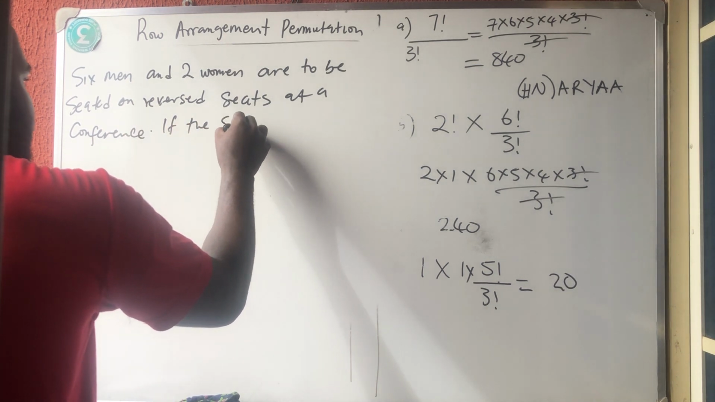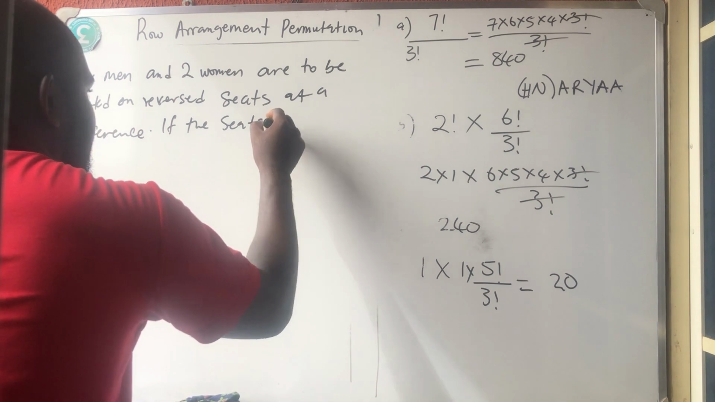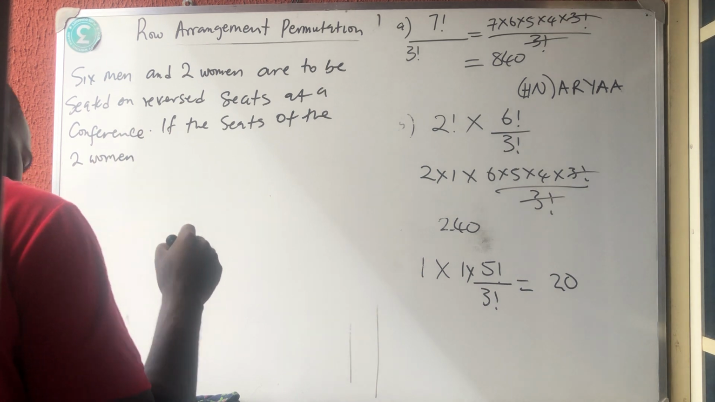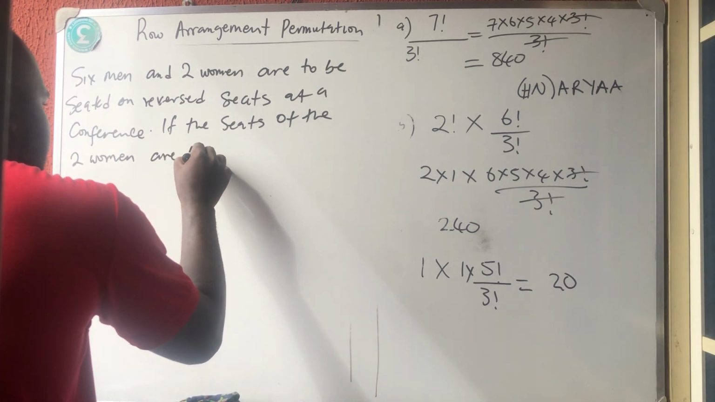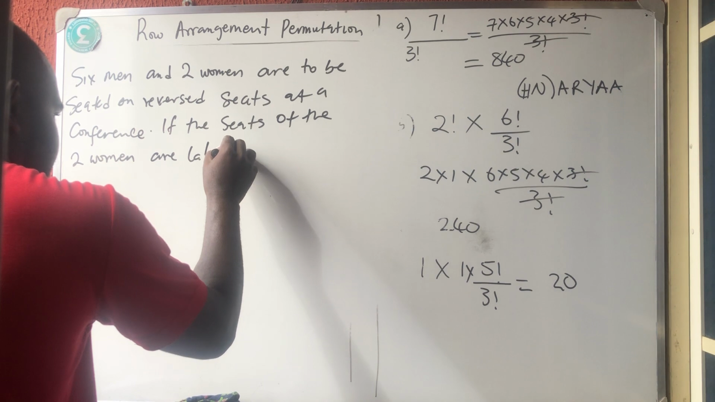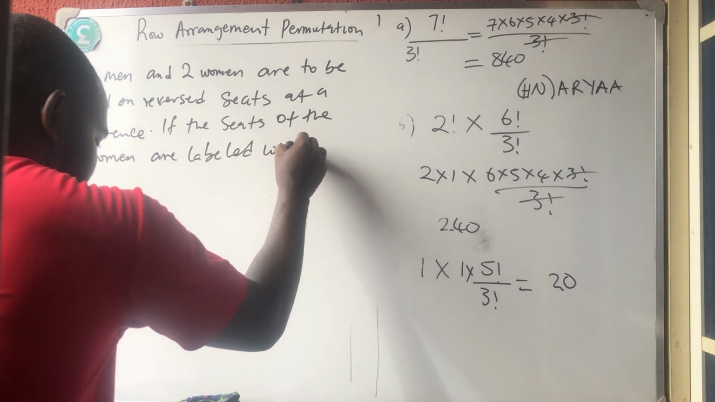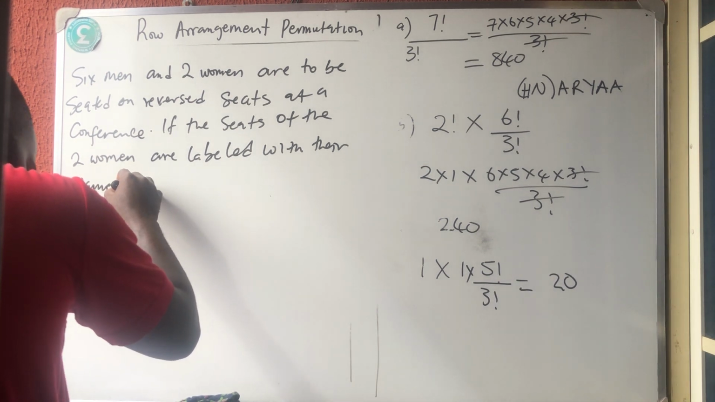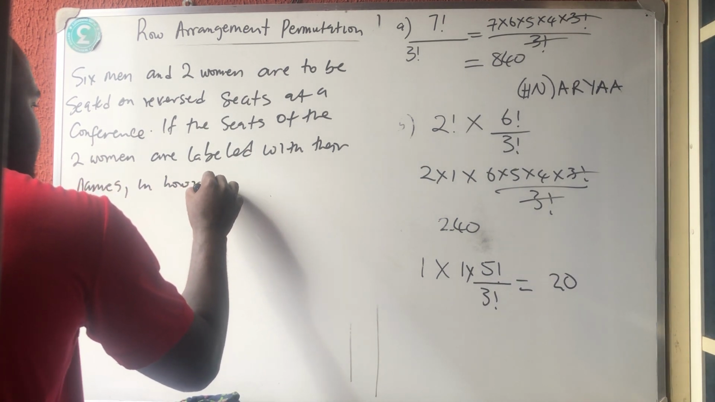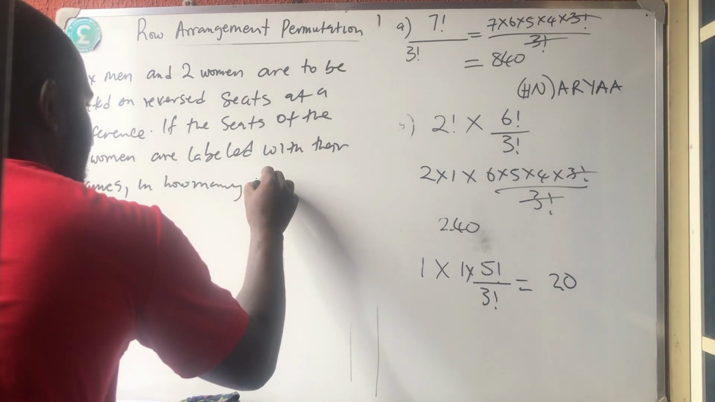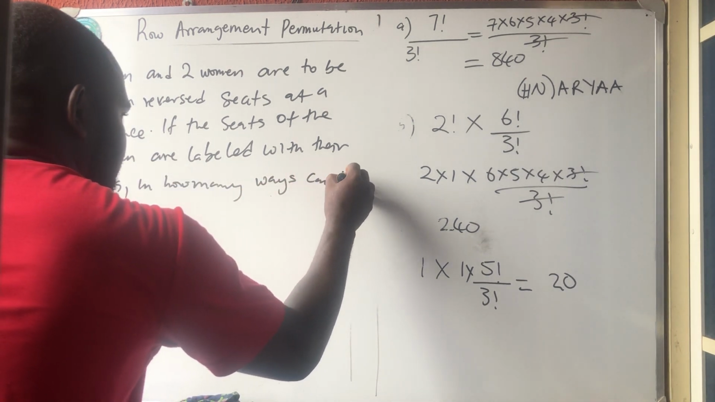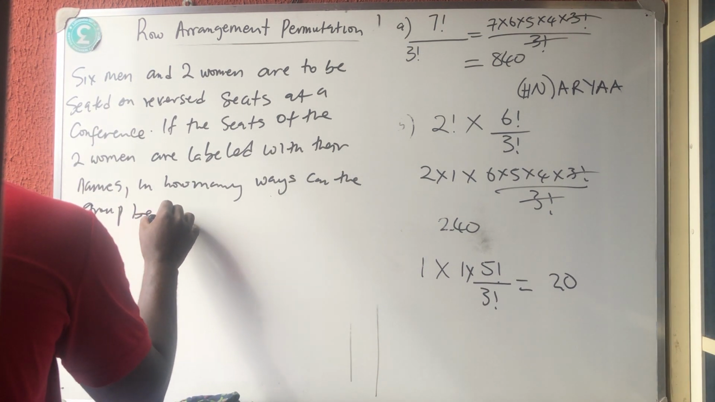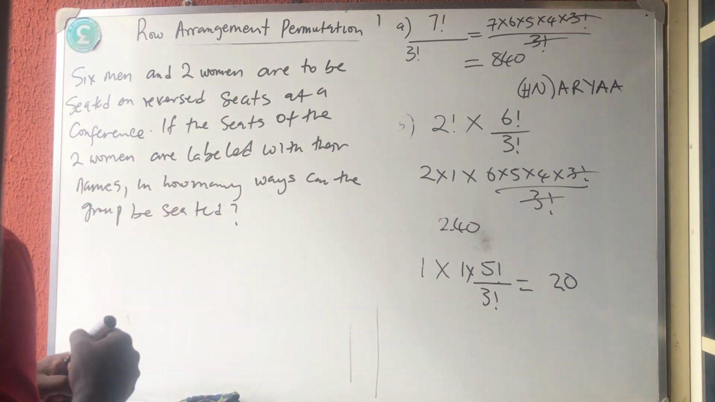If the seats of the 2 women are labeled with their names, in how many ways can the group be seated? Okay, so that's the assignment.